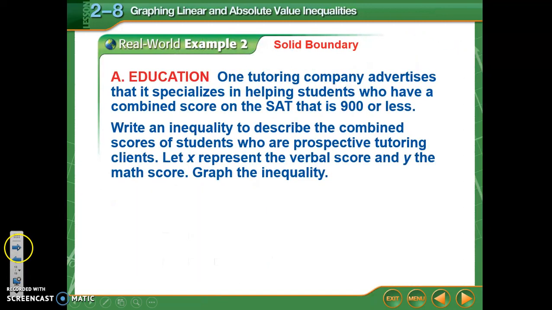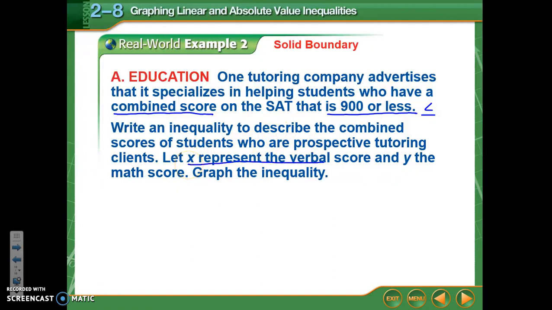Alright, let's look at a real-world example here. One tutoring company advertises that it specializes in helping students who have a combined score on the SAT that is 900 or less. So it can equal 900 or be less than 900. So that would be less than or equal to. Write an inequality to describe the combined scores of students who are prospective tutoring clients.